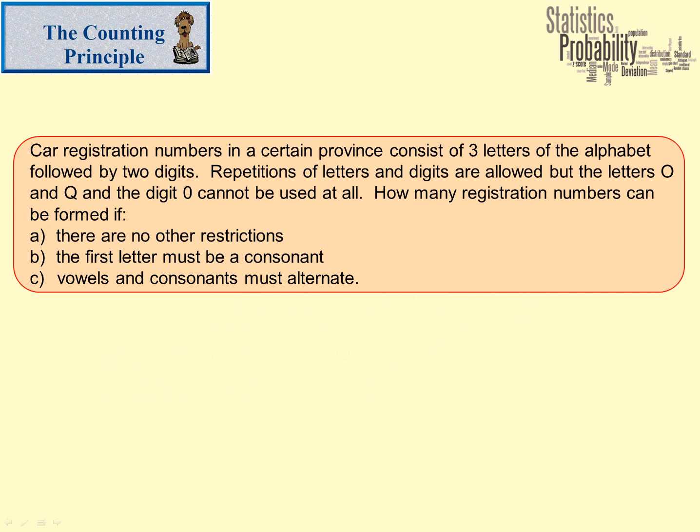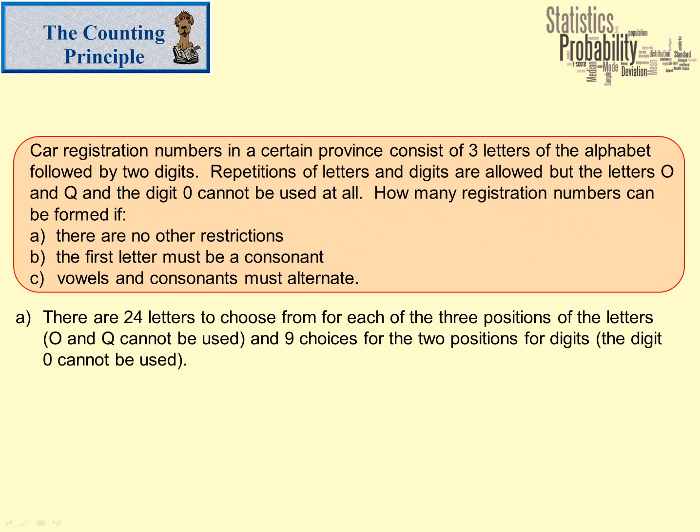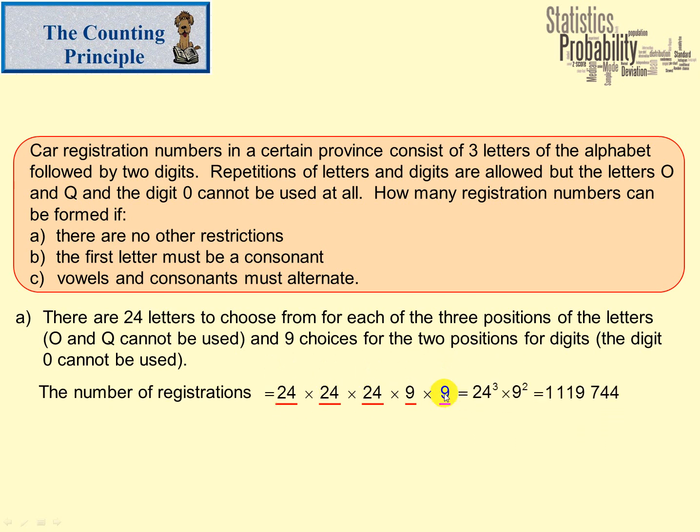Another car registration one with a couple of other complications. Now 3 letters and 2 digits, but we cannot use O and Q, and we cannot use 0. So there are 24 options for the letters, and there are 9 options for the digits. No other restrictions. So, 24 to choose from for the 3 positions, and 9 choices for the other. So, number of registrations, letter, letter, letter, number, number. 24 cubed, 9 squared, giving us that number.